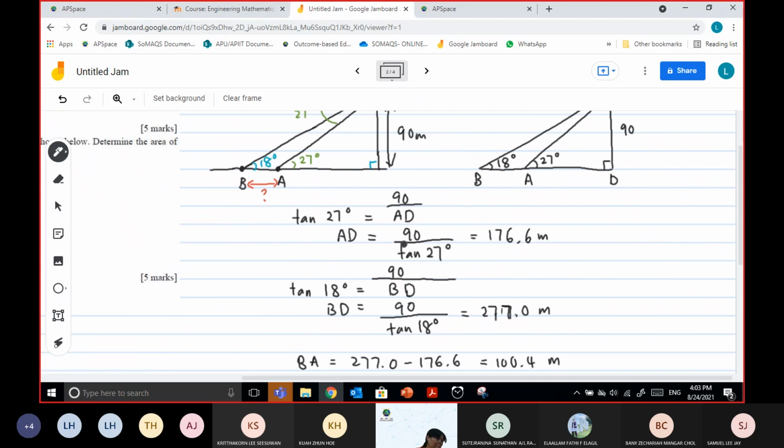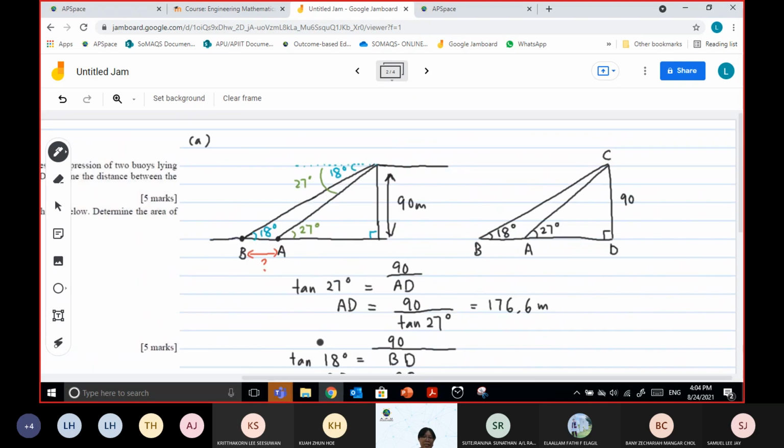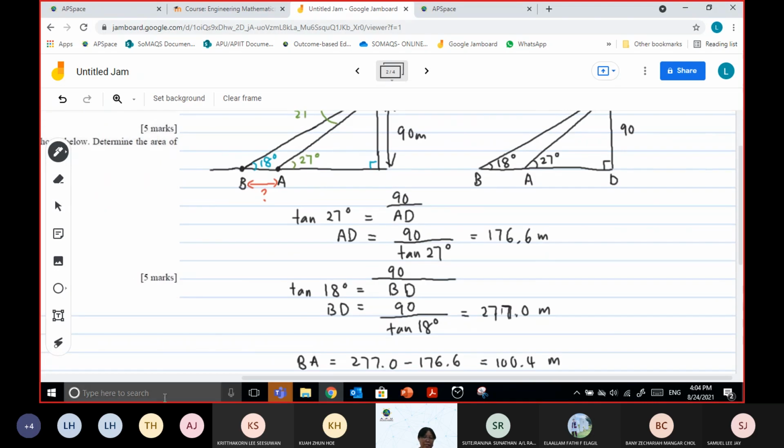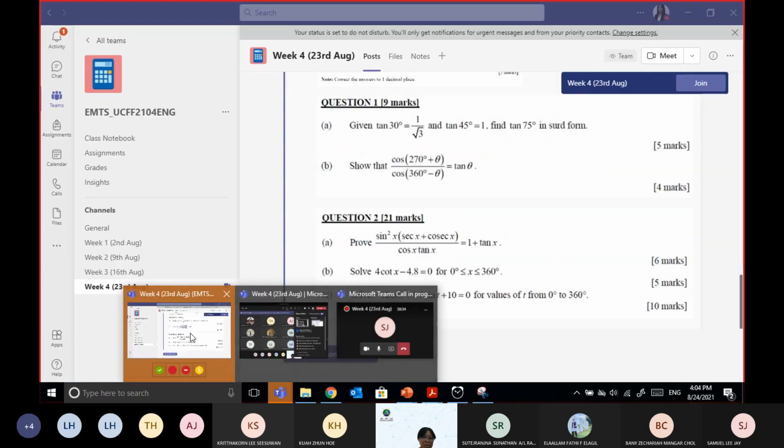For my part, the method I used here, when I say easy, it means I don't need to use the sine rule or cosine rule. It's just using the knowledge of the tangent. If you know the ratio of the tangent, you can already solve it without knowing cosine or even the sine rule. Okay, is there any question for A? Let's have a look at an alternate solution.